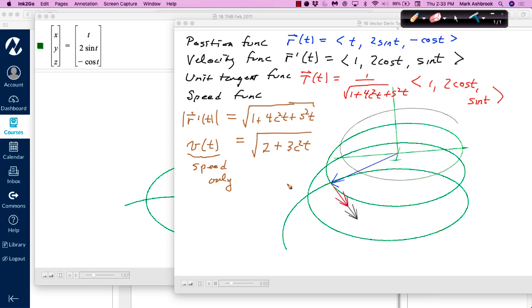That'd be the same. Okay, so now I want you to bring together these three functions right here: r prime of t, T of t, and v of t. Can you write a statement that brings those three together? Can you write a mathematical statement that brings those three functions together in one statement?